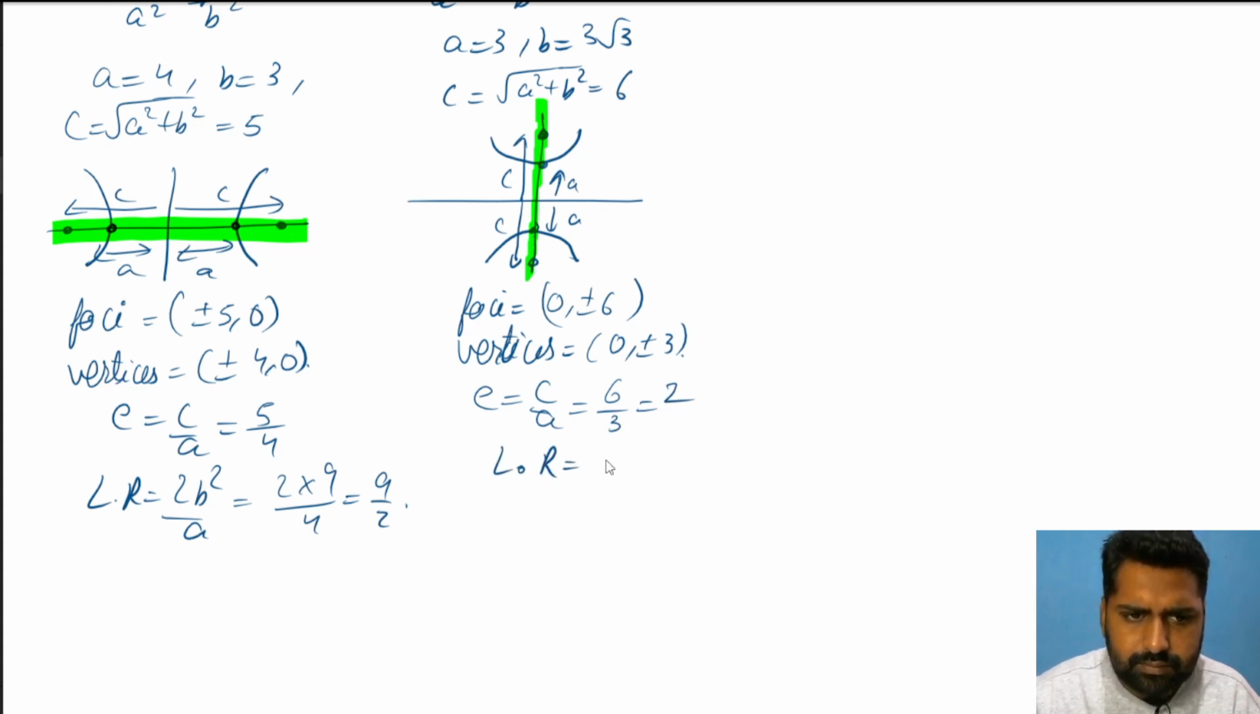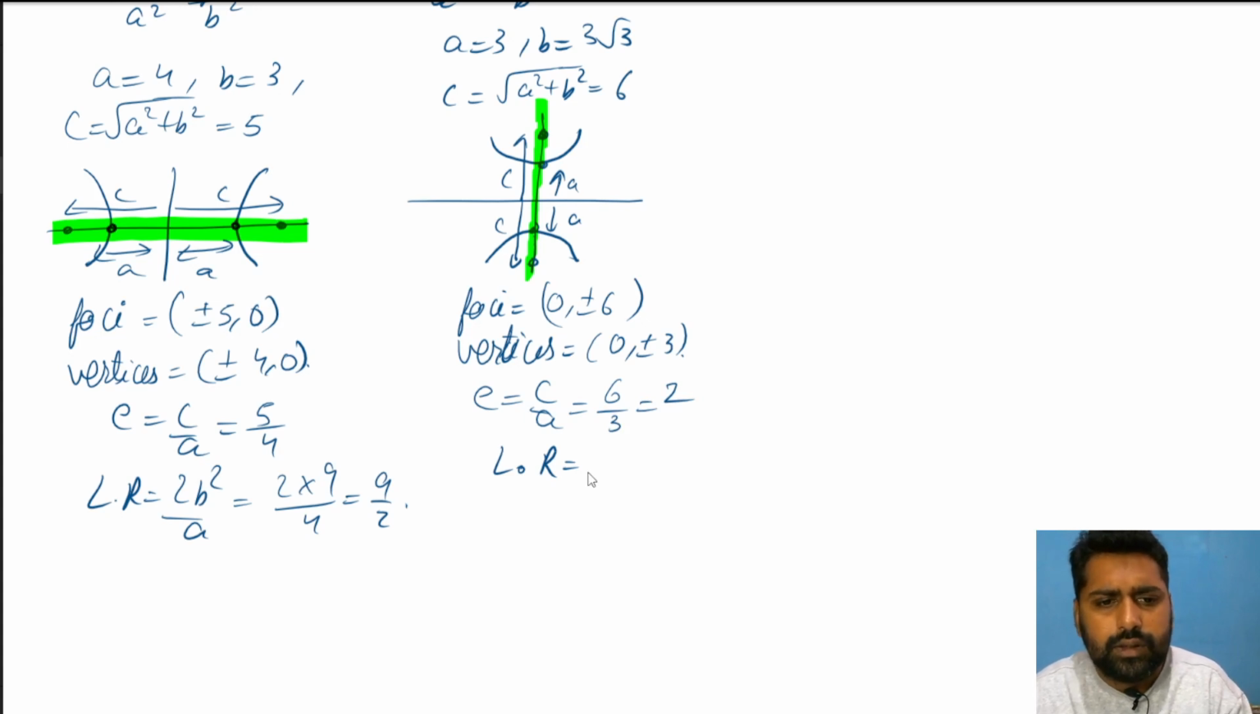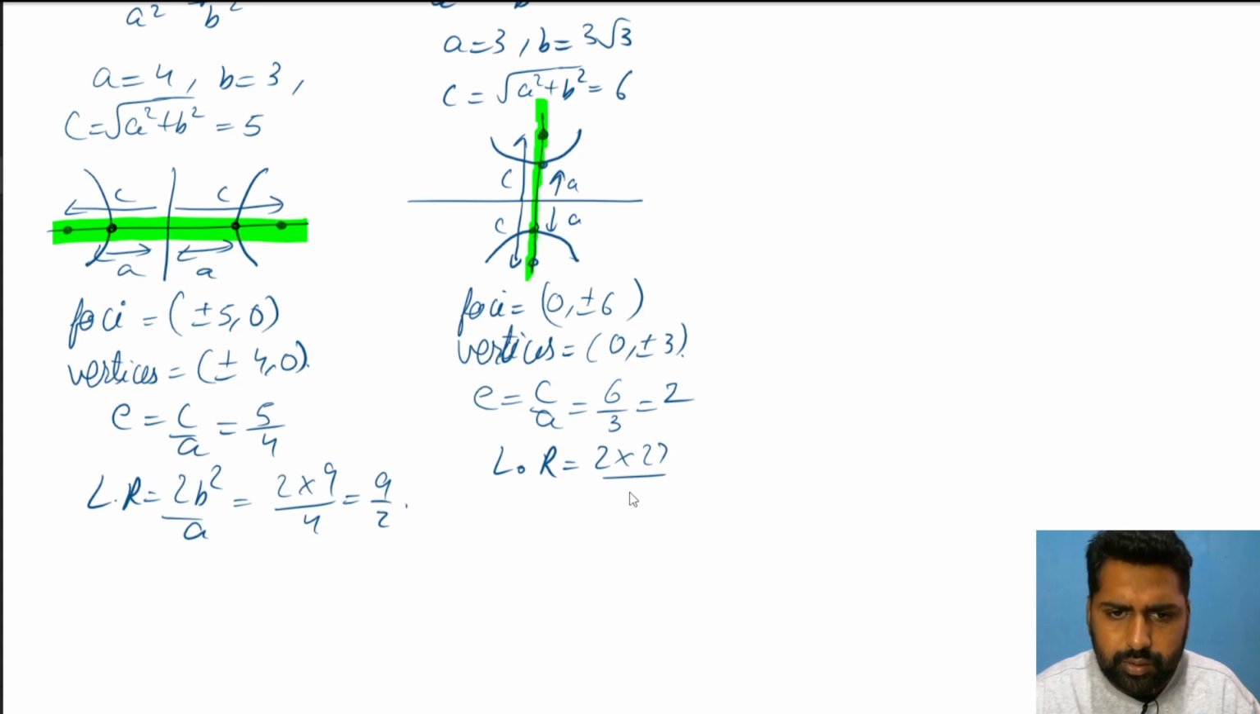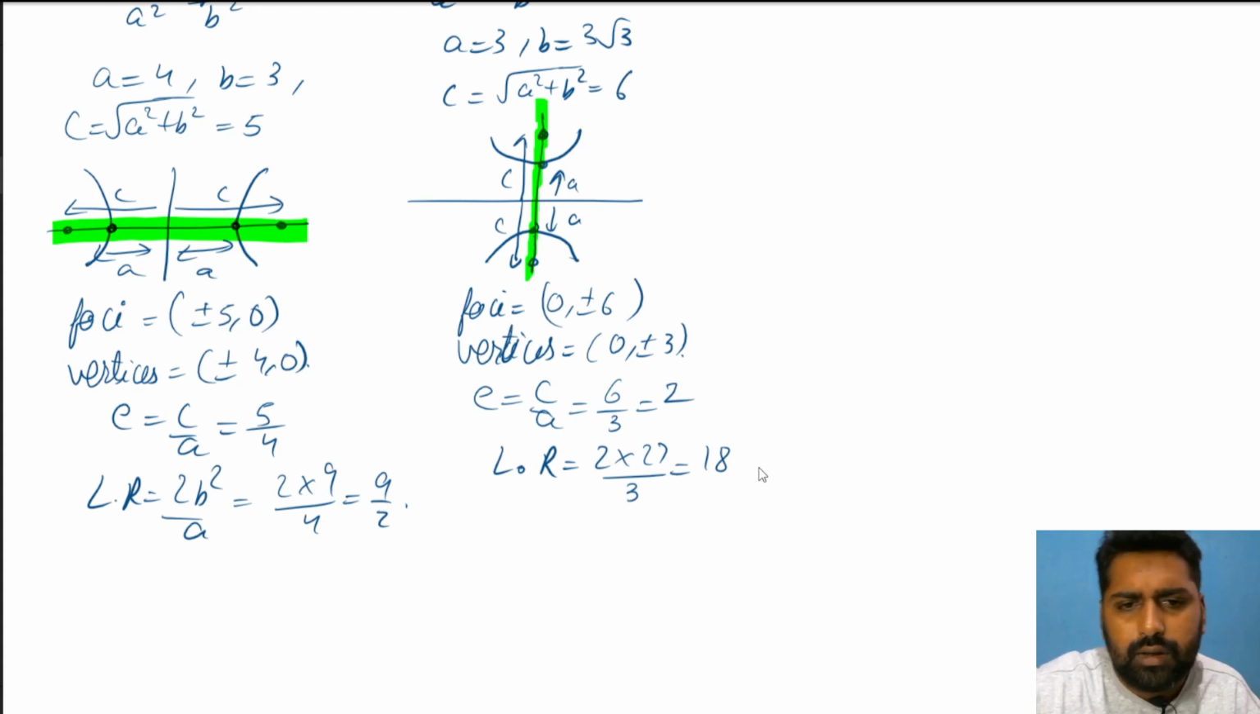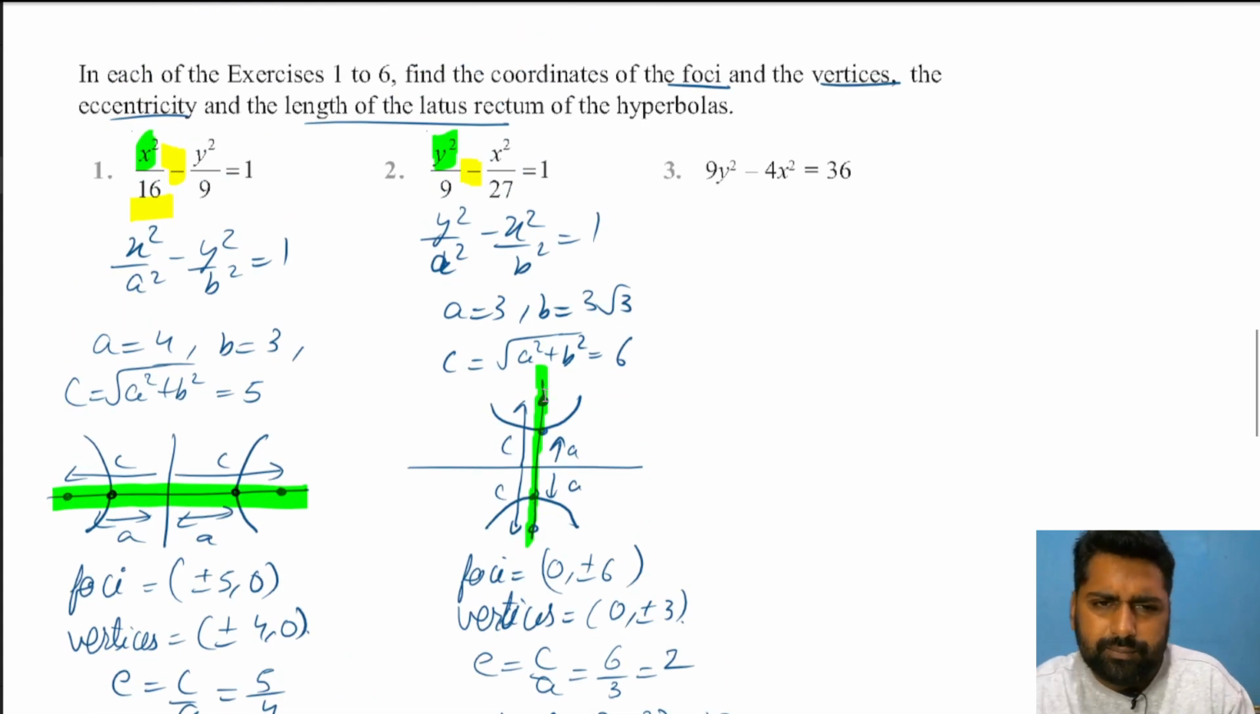Latus rectum is 2 into b square upon A, so 27 upon A which is 3, so 3, 9 to 18. Whatever value we are getting, accordingly.